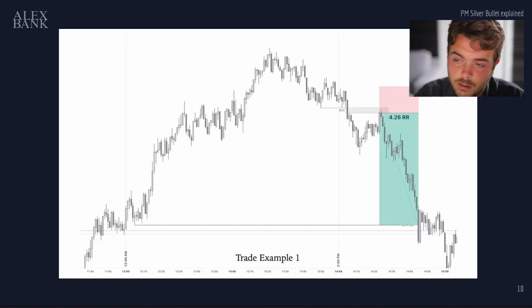Now let's put it all together. This is the first trade example. This is the 1 minute chart. So we have a displacement which creates a break of structure and leaves a fair value gap to fill.